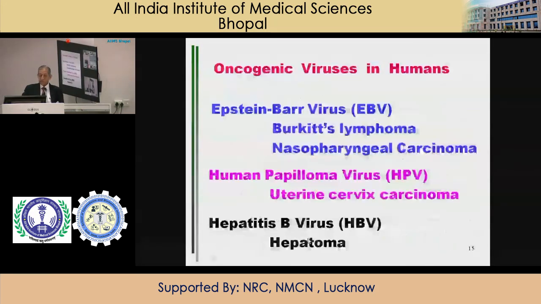Now we go to oncogenic viruses in humans. It is well known that certain viruses are associated with human cancers. Well known: Epstein-Barr virus for Burkitt lymphoma and nasopharyngeal carcinoma, human papilloma virus for uterine cervix carcinoma, and hepatitis B virus for hepatoma.